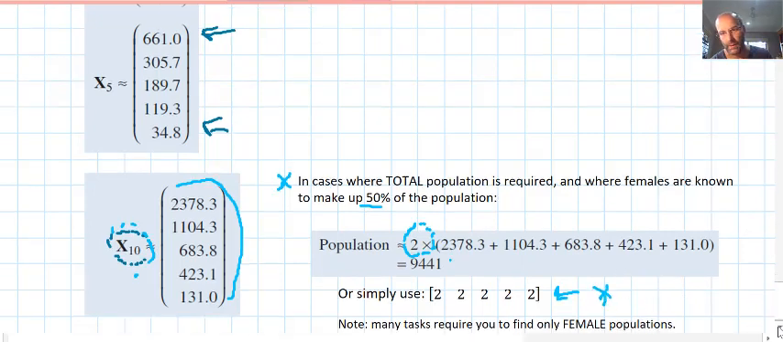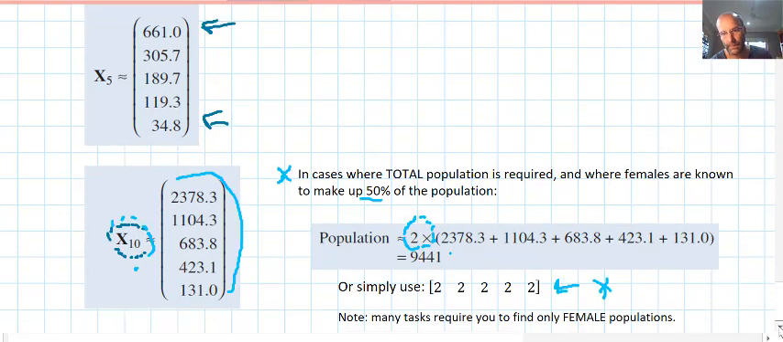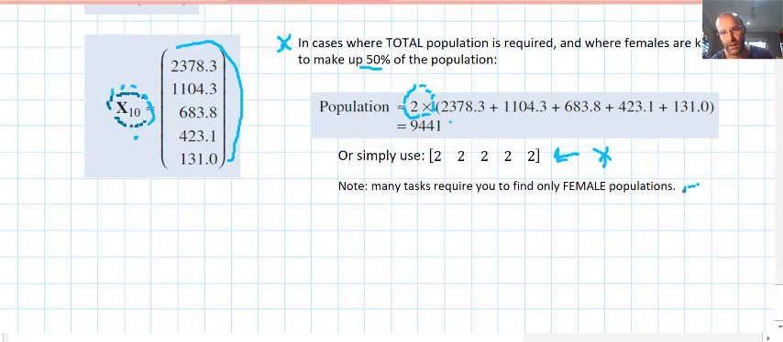Okay, so many tasks in books only want you to find the female population anyway. So read the question: does it want you to find the total, or does it want you to find only the females? And if you only had to find the females, you wouldn't need to multiply it by 2, and you wouldn't need that matrix. So it depends what the question's asking.